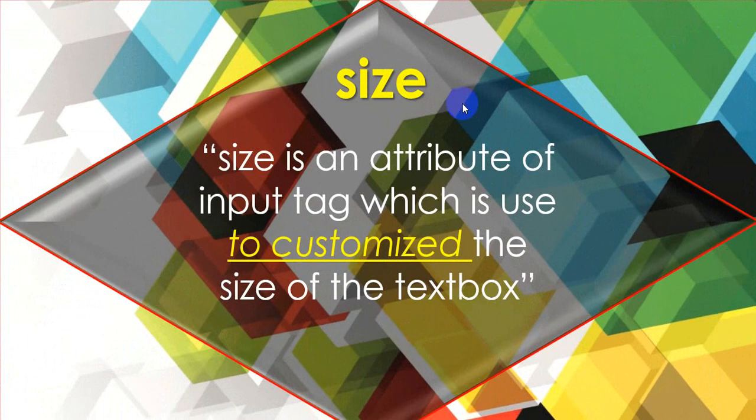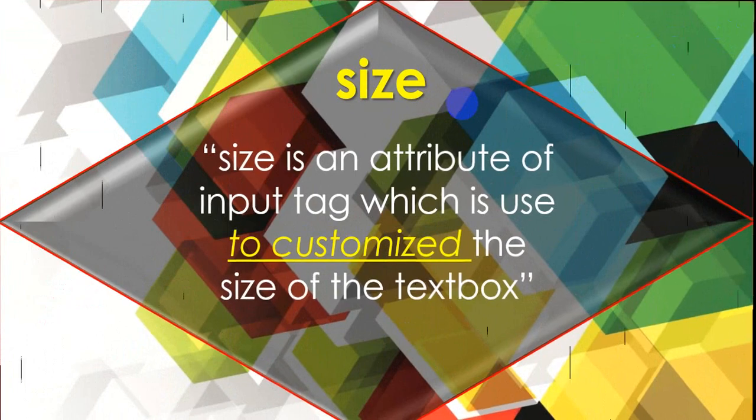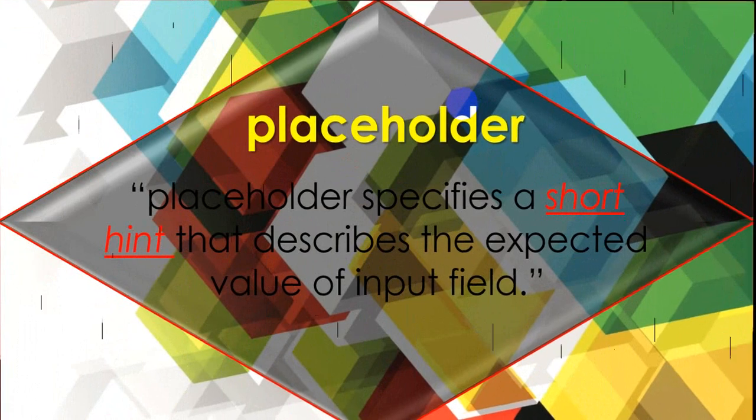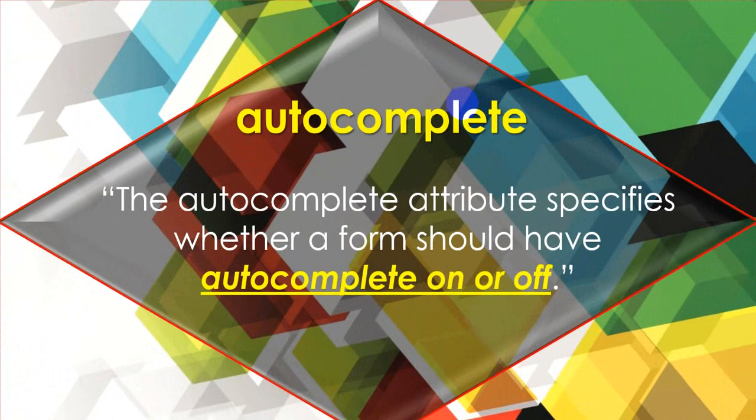We have learned what the size attribute means. It is used to customize our text box. Then we have seen an attribute like placeholder, which works like a hint which helps the users. In today's lecture we will talk about one important attribute of the input tag, that is autocomplete. Autocomplete means what? The meaning of this word or this attribute is very clear.